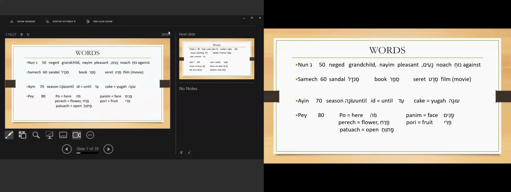Ayin. Ayin is 70. Its value is 70. Right. Season is ayin or na, and the H you don't say. Yona. The season, the yona.